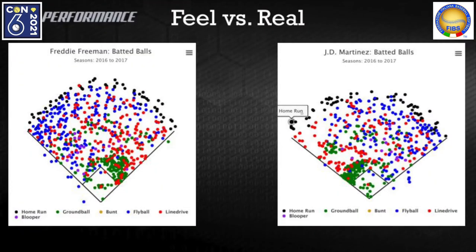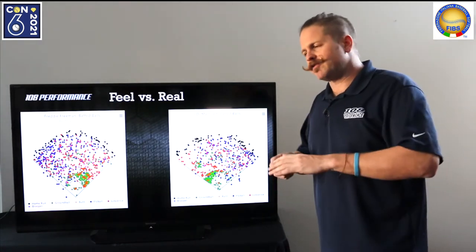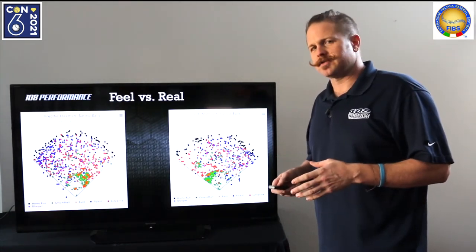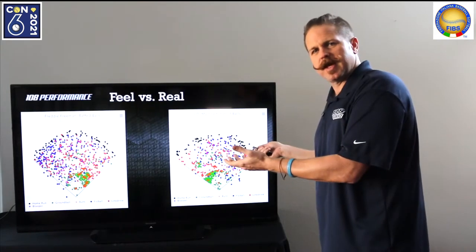Now let's take a look at JD. He's a right-handed hitter. Green is predominantly pull side, opposite field green not so much. Red is sprayed everywhere, with pockets to the pull side. Blue is sprayed everywhere but really heavy, predominantly oppo. And black, home runs, everywhere. So you have two different hitters that are both really successful with totally different thought processes, but they create the same data and statistics at the end of the day.